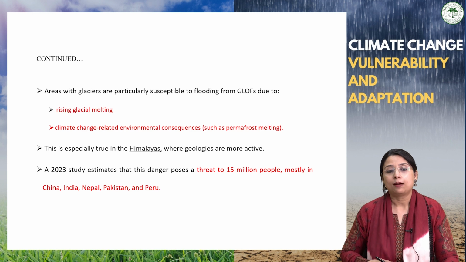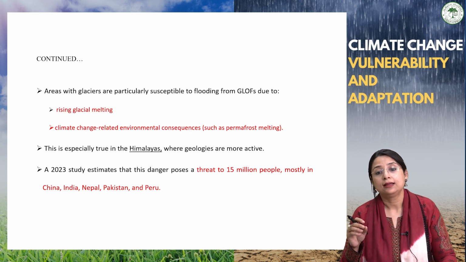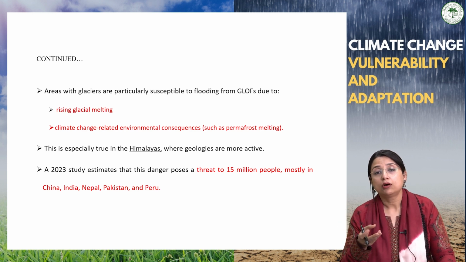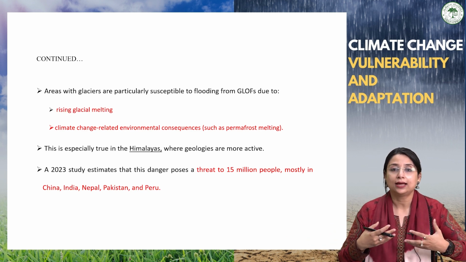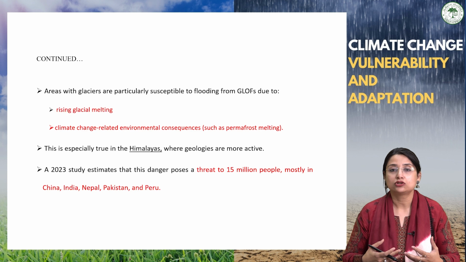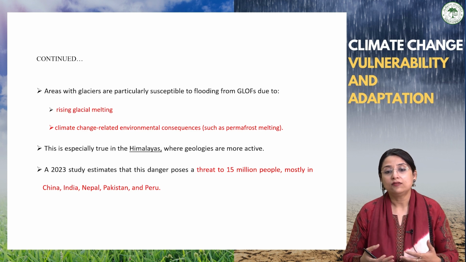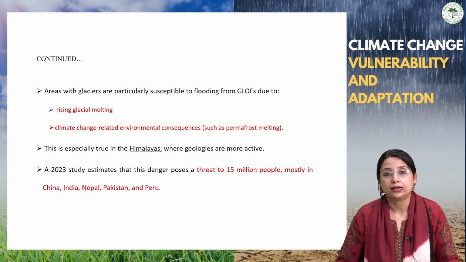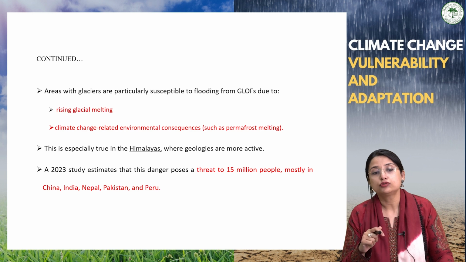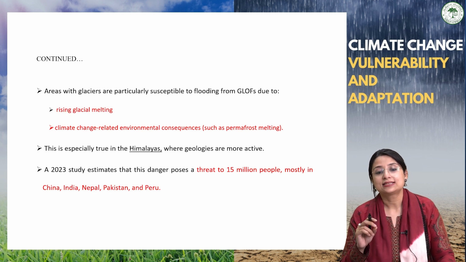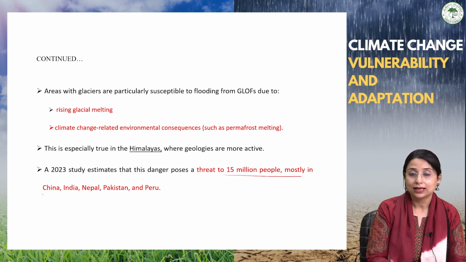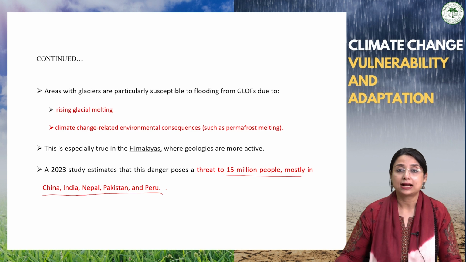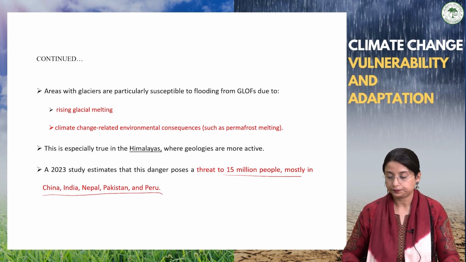You can take an example, which is especially true in the Himalayas, where the geology is even more active, meaning external pressure is also there, and glacial melting is taking place due to climate change, and even the geology there is more active. If we look at a study from 2023, it estimates that this danger puts almost 15 million people at risk, mostly in China, India, Nepal, Pakistan and Peru.